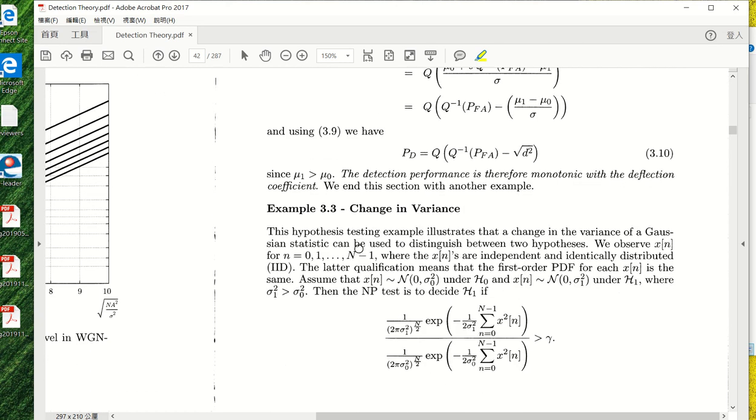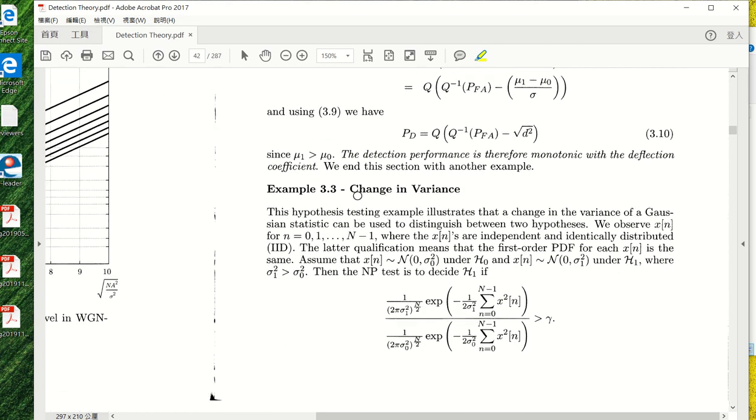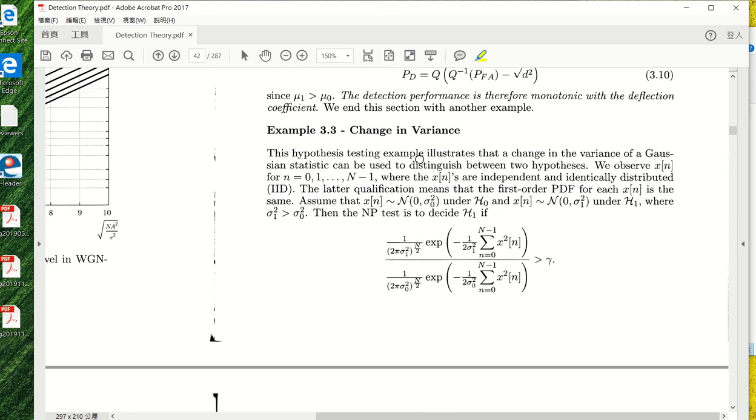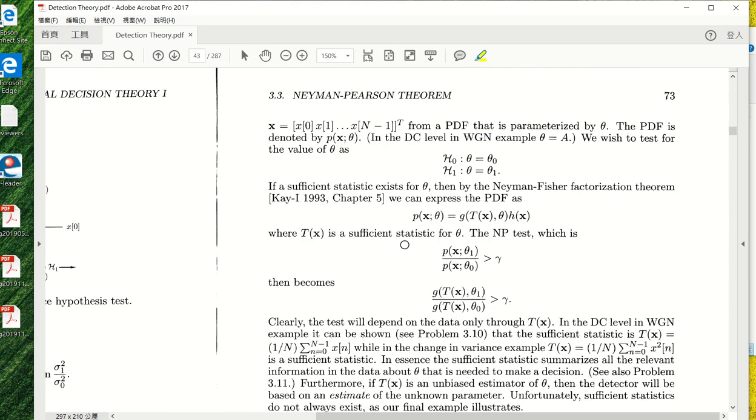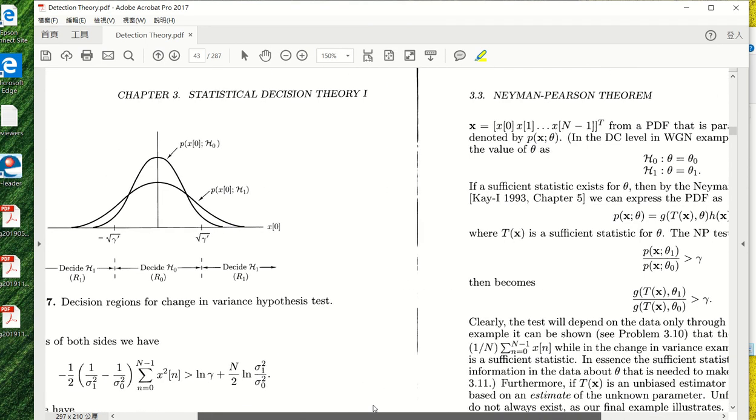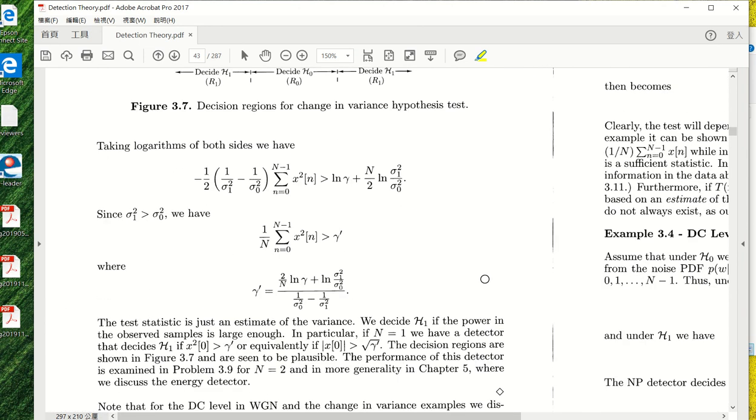Okay, then there are other types of problem, for example, change invariance and so on and so forth. We'll leave it to your own exercise, and some of them will be in homework. So, yeah. So now let's skip some paragraphs.